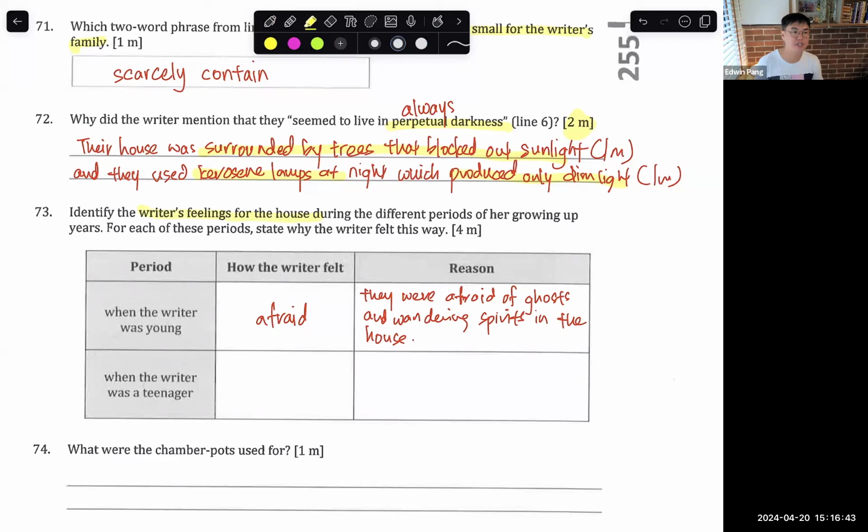You cannot just say they are generally afraid of ghosts and spirits, because ghosts and spirits can be anywhere. So you must have the idea that the ghosts and spirits are in the house. It's connected to the house, because the question is asking you about your feelings about the house. So being afraid is being afraid of ghosts and spirits in the house. So the key is in the house. If you don't write in the house, you just write they were afraid of ghosts and spirits, then your answer is incorrect.